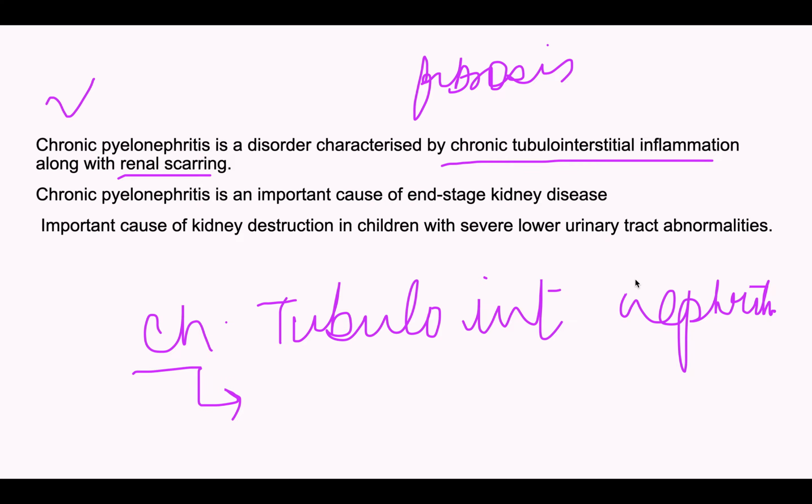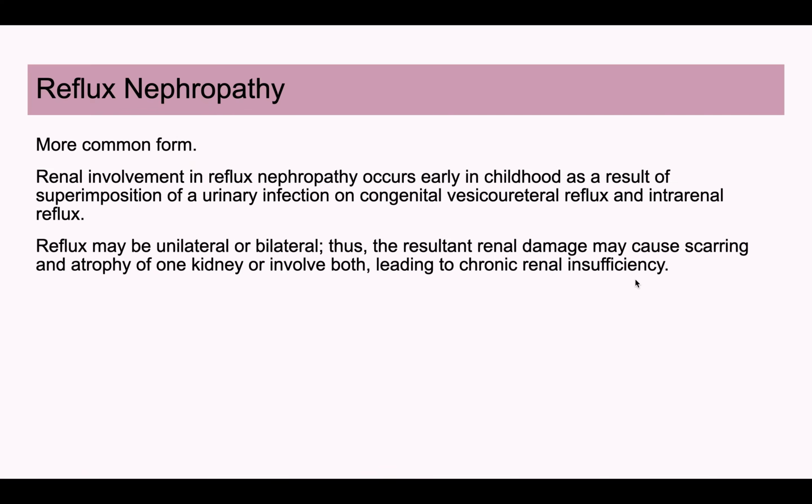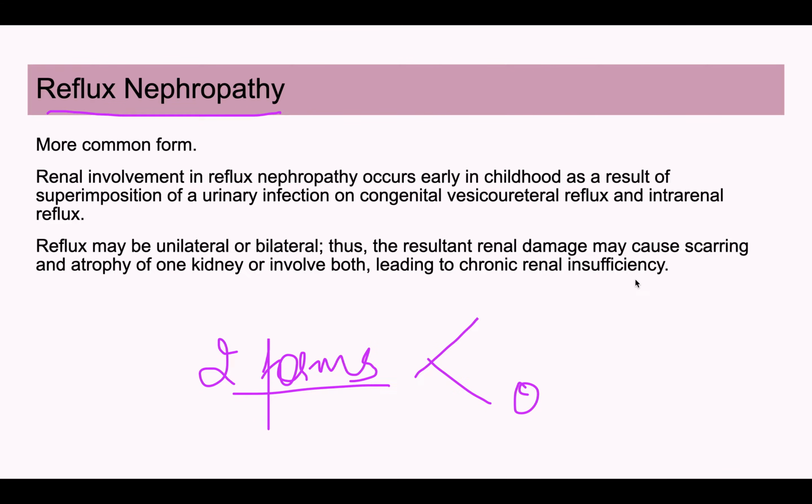Now, it is a very important cause of end stage renal disease, especially in children, because of some reasons which you will see which are common in children. If you see how chronic pyelonephritis is formed, there are two forms. First is the reflux nephropathy, and second is due to obstructive causes. So acute pyelonephritis differs from chronic pyelonephritis in that the condition is ongoing. To be chronic, the condition should be permanent.